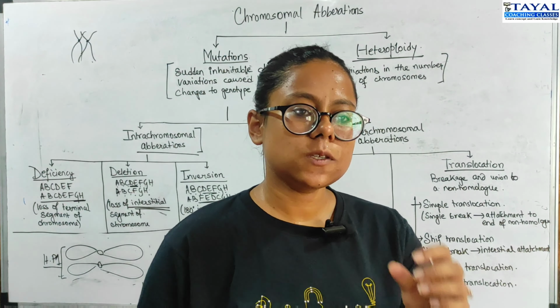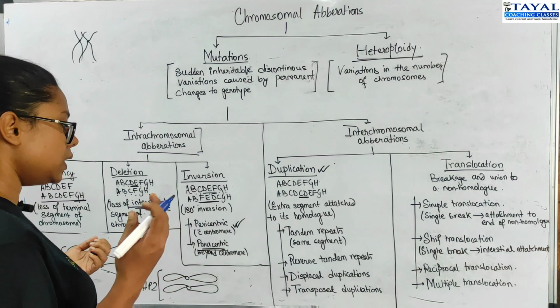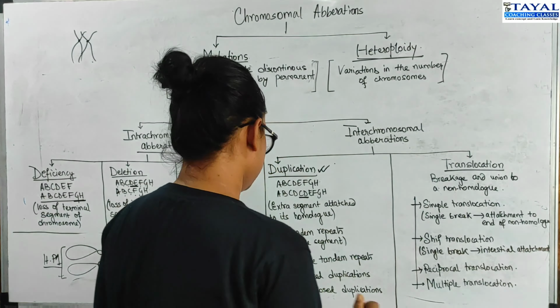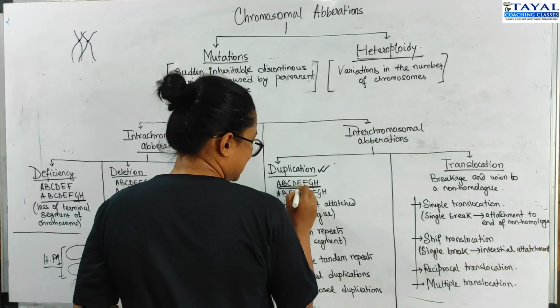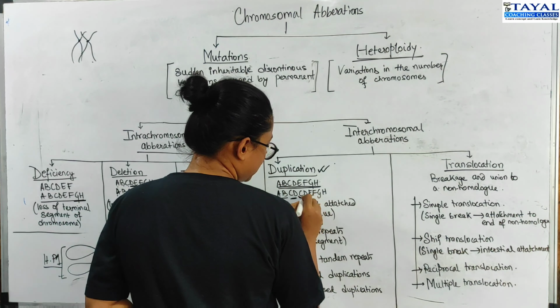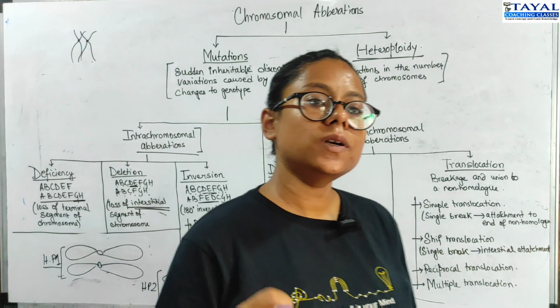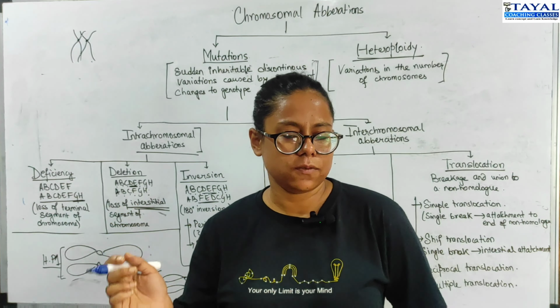Duplication basically means formation of repetitive segments. For example, if it happens within the same homologue, this was the original segment, A, B, C, D, E, F, G, H. Now, the CD segment has repeated itself once. Okay, so that is what duplication is. As the name suggests, the segment duplicates itself.